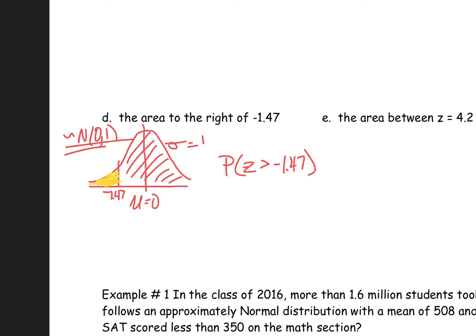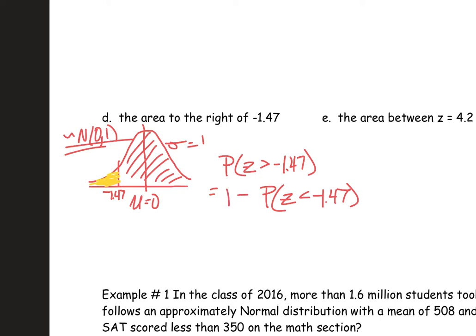So the problem is we can only find, like I said, the z-score to the left. So we're going to indicate that, yes, we want to find greater than, but when we go to our table, we're actually going to find z is less than negative 1.47, right? That's what table A is actually going to give us, that yellow area, everything less than that. And we're going to take that away from 100%.